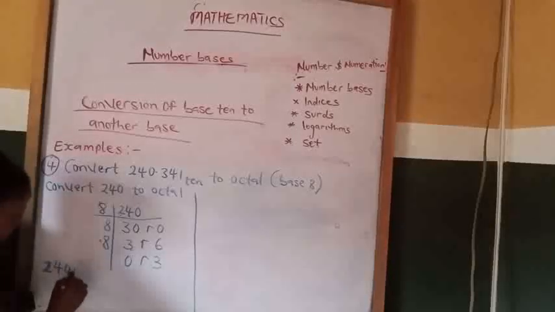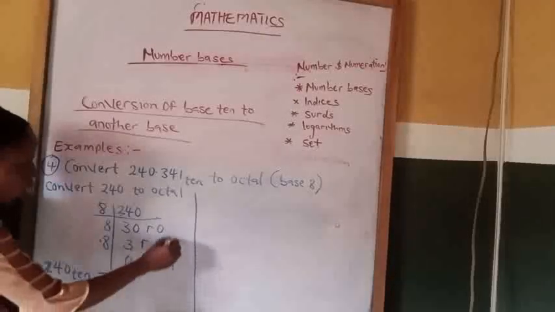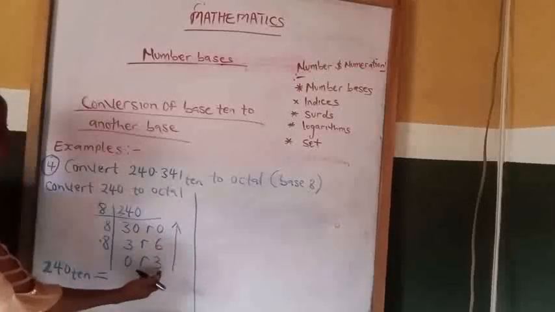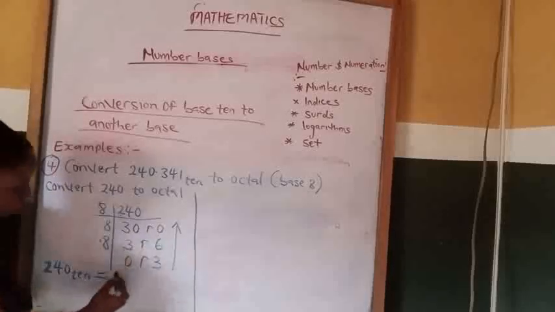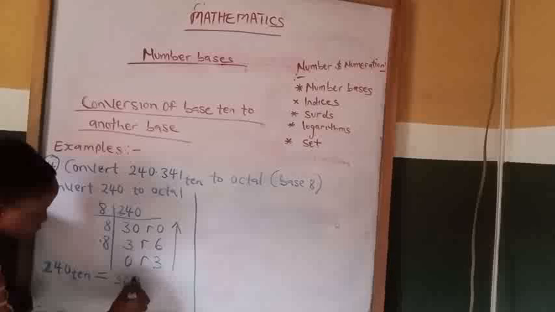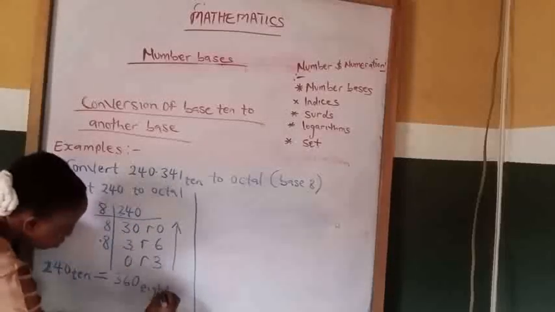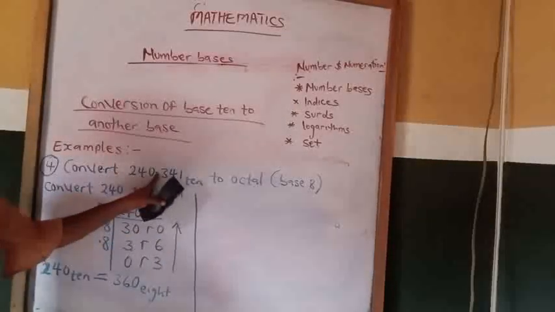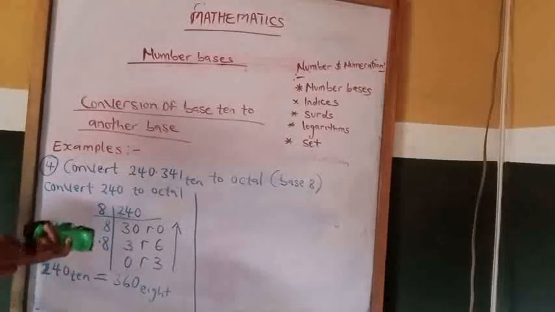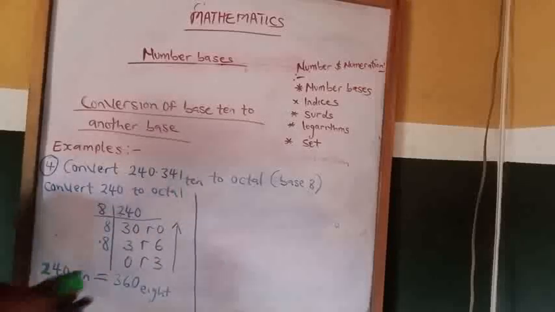So therefore 240 base 10 equals the upward collection of your remainders, which will be your result. So 240 base 10 equals 360 base 8. Then after that, convert the decimal number. You have converted the whole number to base 8 now.